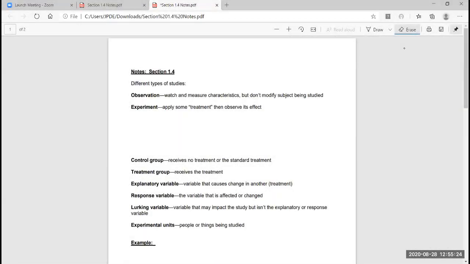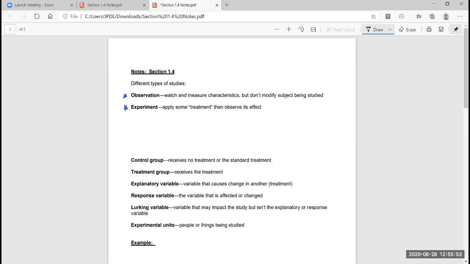Hello. Today we're doing section 1.4, which is entitled Experimental Design. We're going to look at two different types of studies. We have observational studies, and we have experiments or experimental studies.